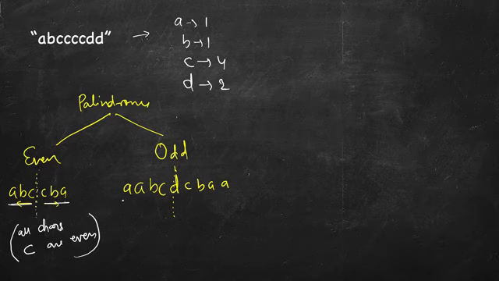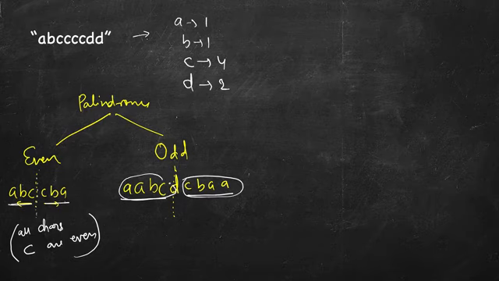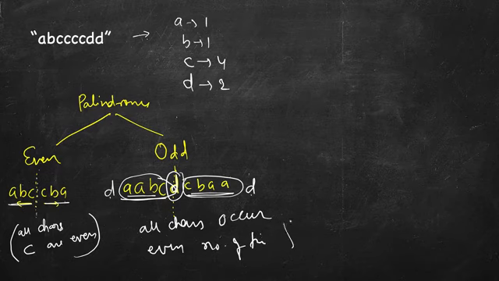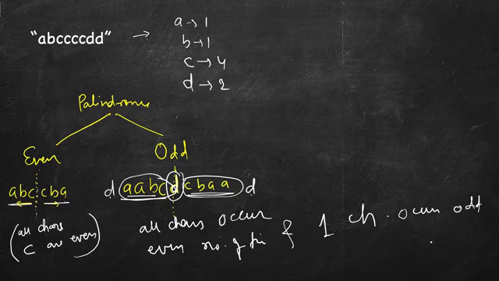And here whatever is present here, these are present here. So all these characters are occurring even number of times. But there is a central character. This will occur odd number of times. So if D has occurred here, then it should be here also. So D is occurring 2 times and then 1 in the center, 3 times. All the other characters will be even. So all chars occur even number of times, and one character, the central character, occurs odd number of times.